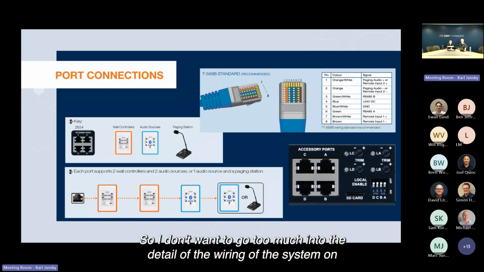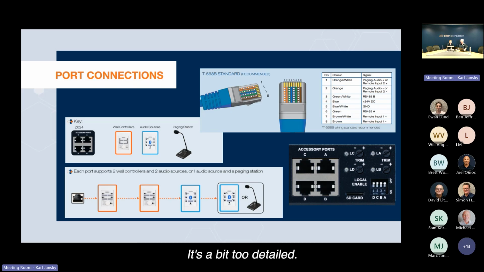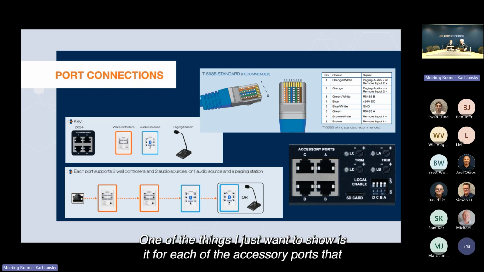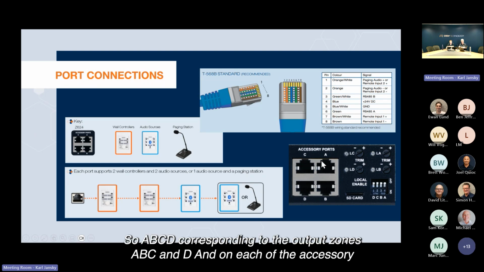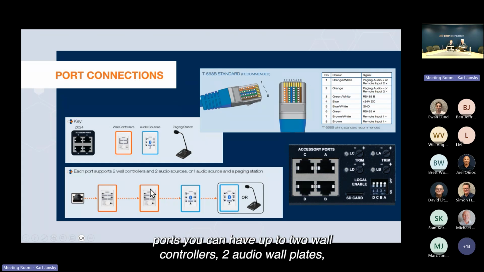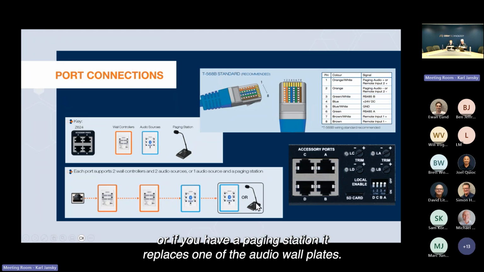So I don't want to go too much into the detail of the wiring of the system on this webinar. It's a bit too detailed. One of the things I just want to show is that for each of the accessory ports, they are locked to the associated zone, so A, B, C, D, corresponding to the output zones A, B, C, and D. And on each of the accessory ports, you can have up to 2 wall controllers, 2 audio wall plates, or if you have a paging station, it replaces one of the audio wall plates.